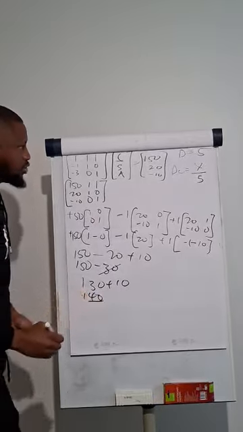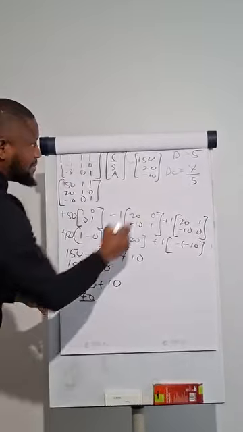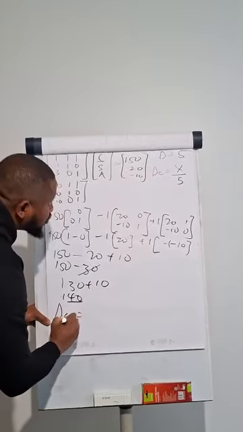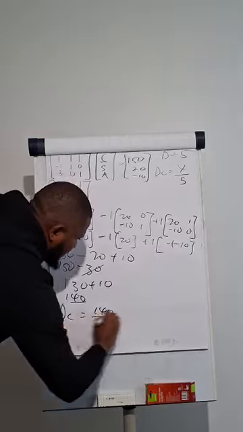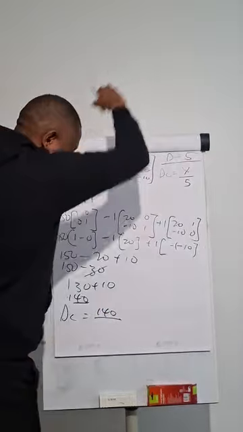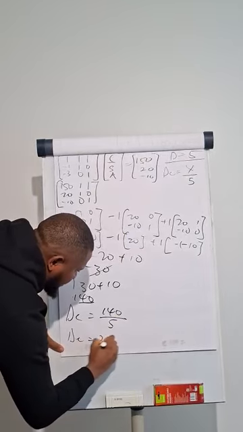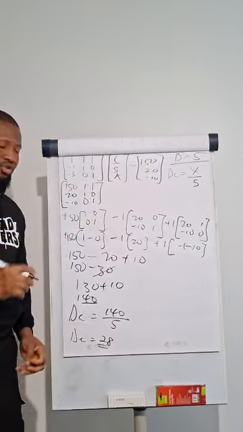So we have 140. Applying Cramer's rule, the determinant of the child is equal to 140 divided by the determinant of the general matrix, which is 5. Then the determinant of the child is equal to 28. So 28 tickets were sold to the child.